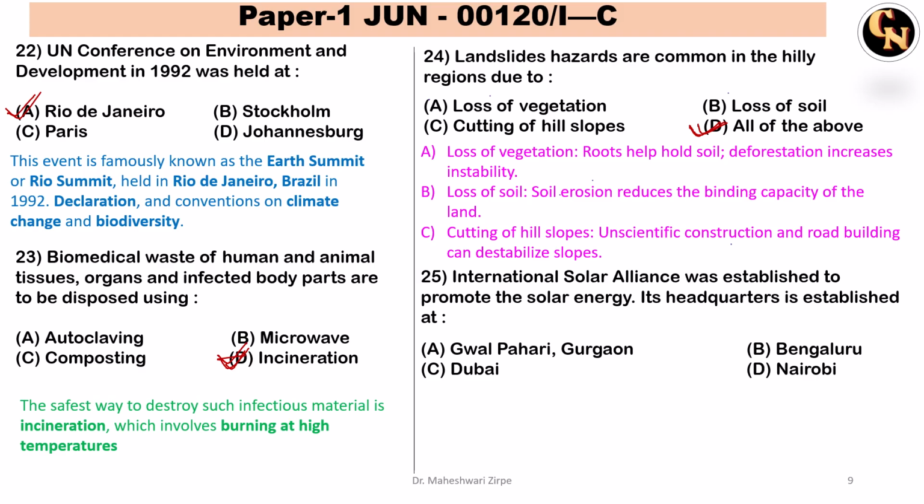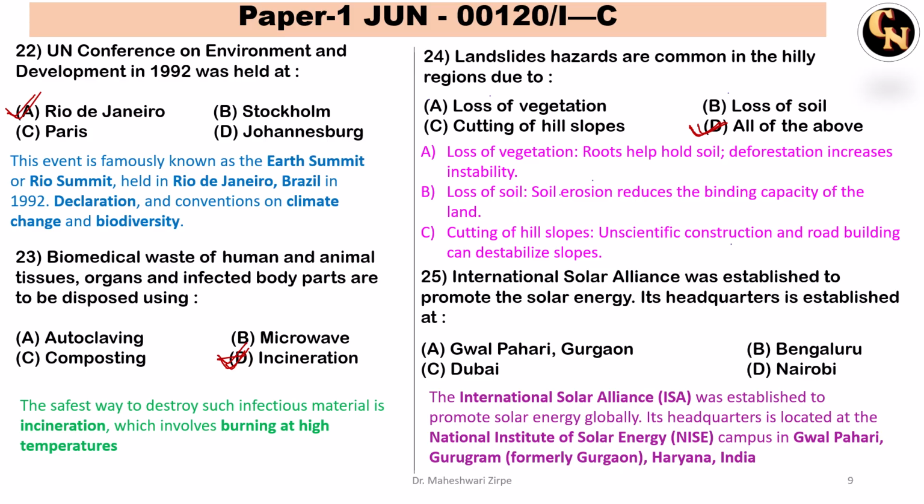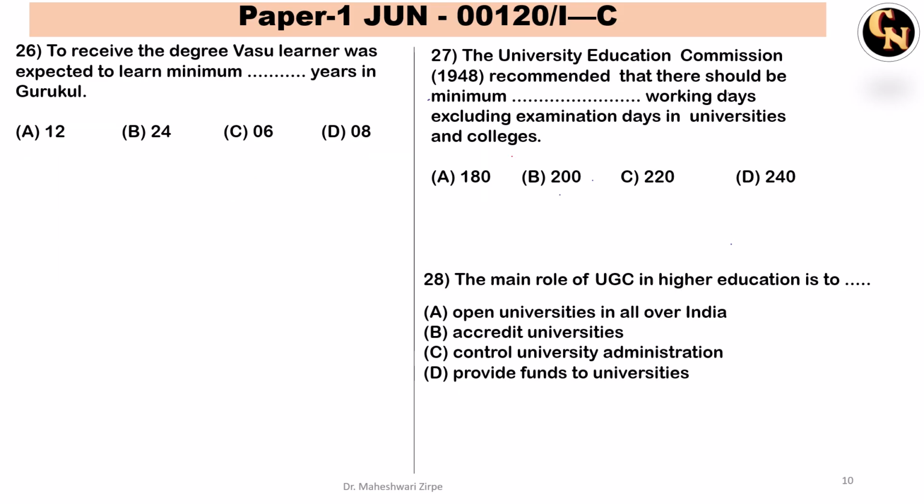Next question is, the International Solar Alliance was established to promote solar energy. Its headquarter is established at dash. So where is the headquarter of the International Solar Alliance? It was established in Haryana, India, also called Gurgaon. Formerly it was known as Gurgaon. So option A is the correct option, Gurgaon.